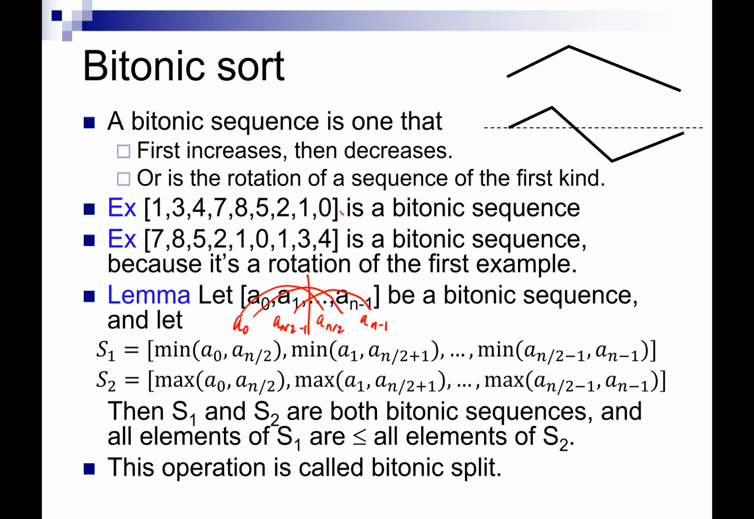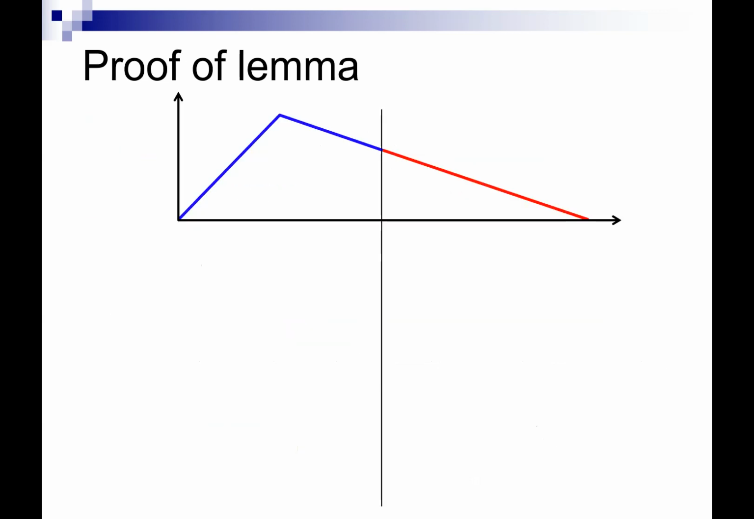We're going to prove this claim on the next page, but first let's just say that this operation here, where you split the list in half and then you do the min for one part and the max for the other part, let's call this a bitonic split, because now you get two sequences, each of half the size.